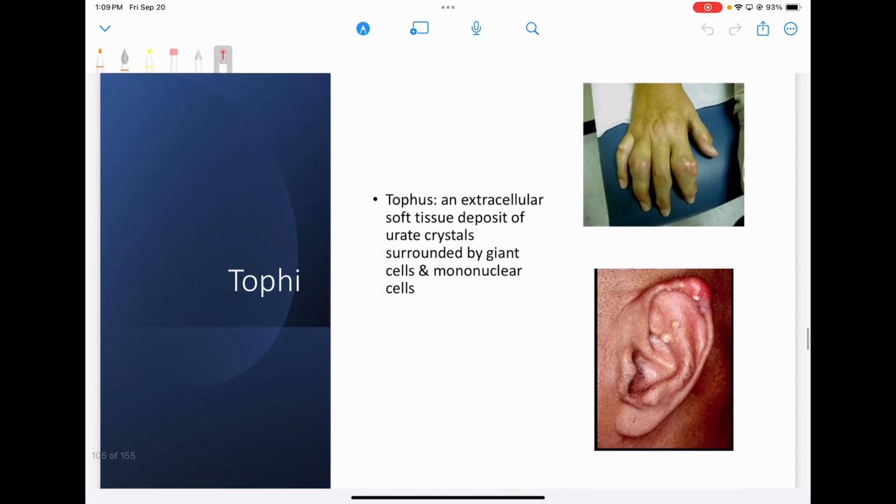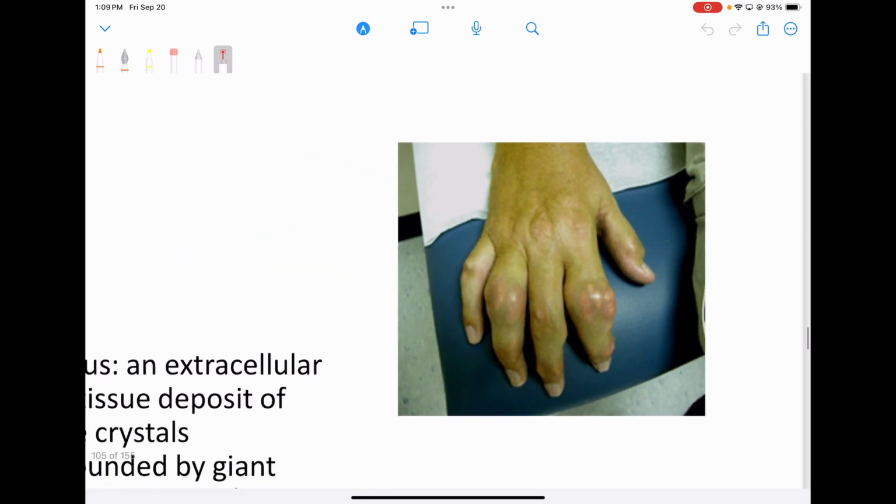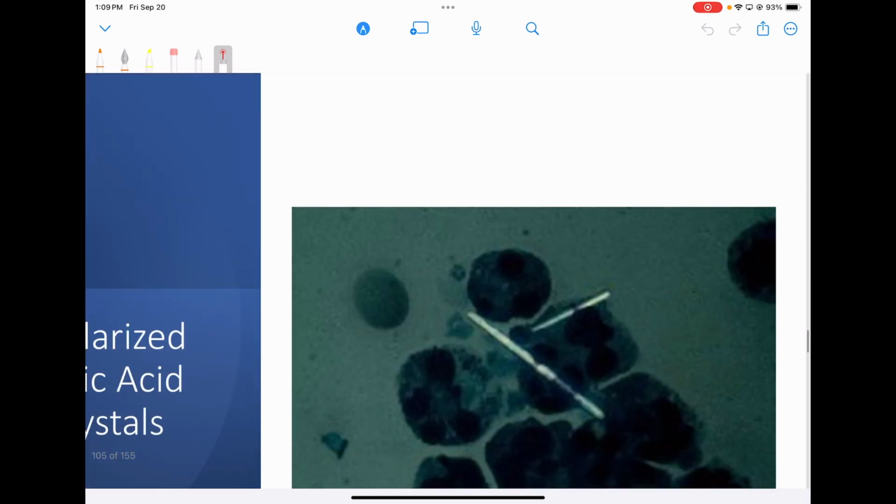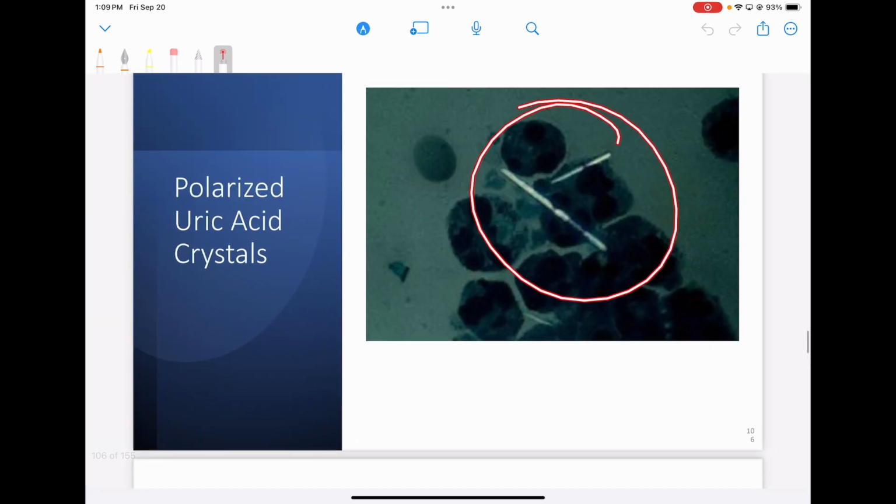So here are some examples of the tophi. Here are tophi deposits. These are all uric acid crystals. Yes, they are nodules. We learned about nodules in derm. They are nodules, but they're made up of uric acid. And here's what tophi look like in the ear. They can get deposited there as well. But again, these are just uric acid crystals. And here's that birefringent uric acid crystal. Again, these little needles cause immense pain in the joints.